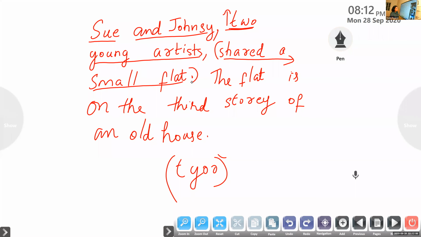Okay, is there anybody? Yeah, you were waiting. She had a belly recently. Yeah, now you can say. Shared a small flat. Perfect. So could you now read this from the beginning in this way? Sue and Jansi, two young artists, shared a small flat.